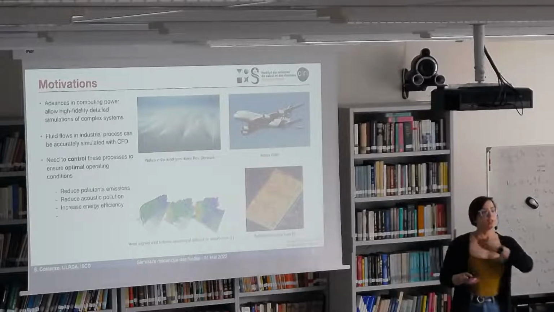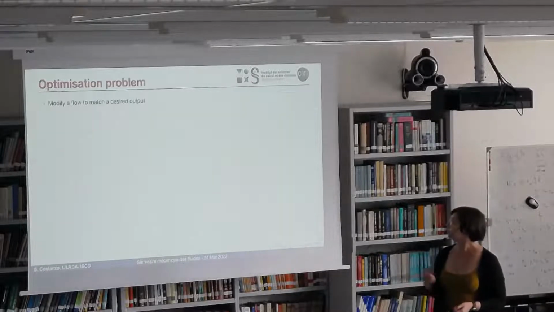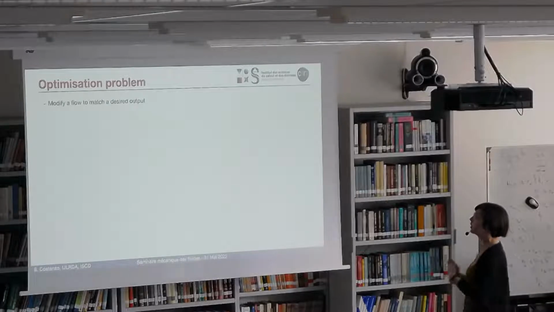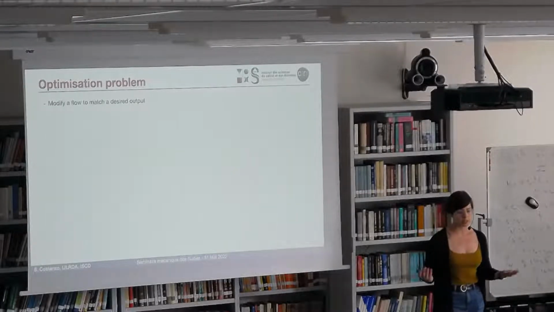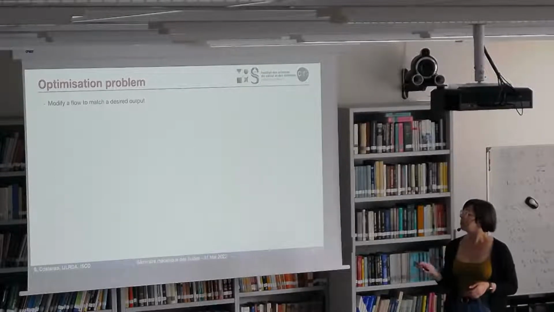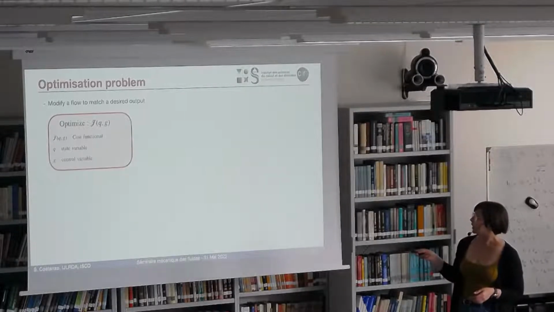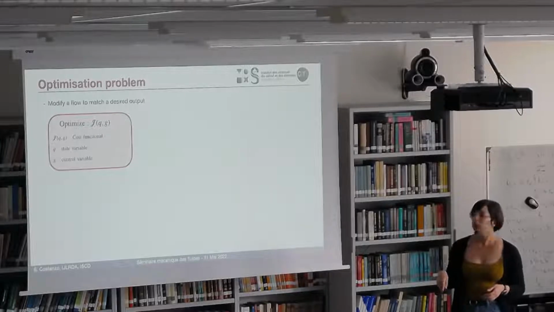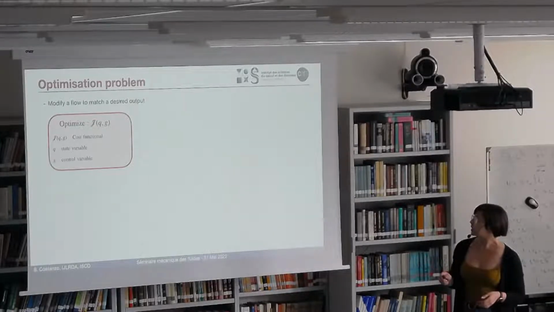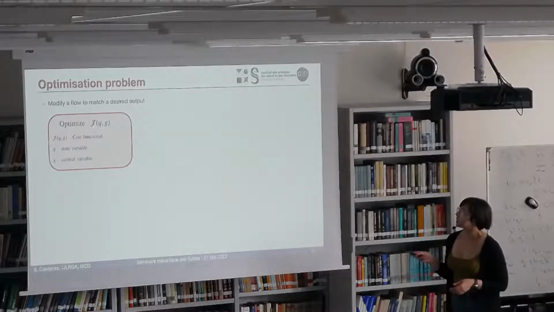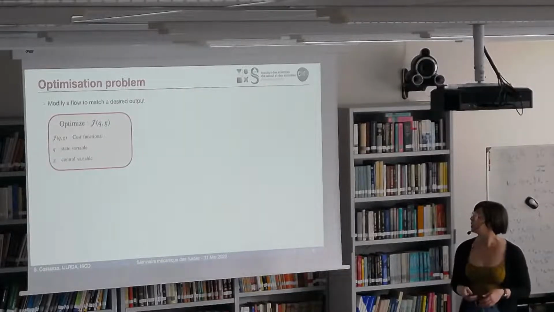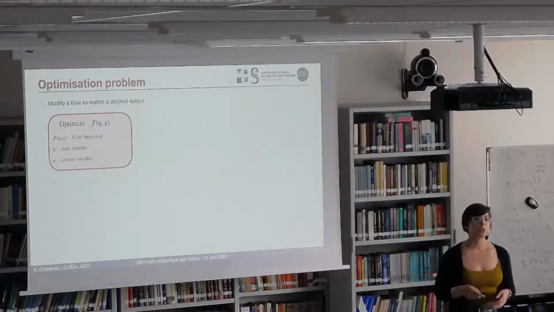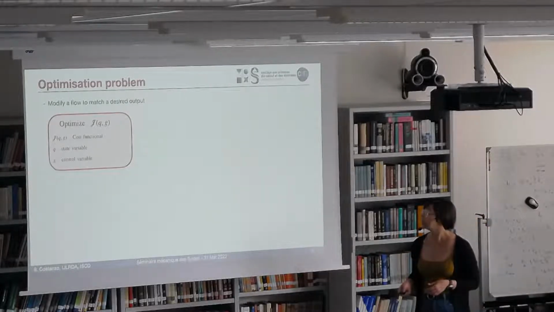So how do we optimize a fluid flow? In an optimization problem, we want to modify a flow to match the desired output, so to maintain the optimal operating condition. Mathematically, we define a cost functional, which is our target, and this is the function we want to optimize. This function depends on the state variable, which is the variable that governs the physical phenomena, and control variables, which are the variables that we use to manipulate the system.